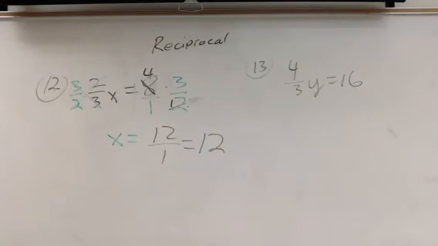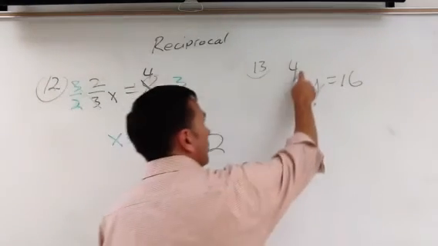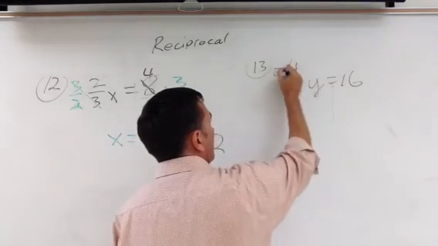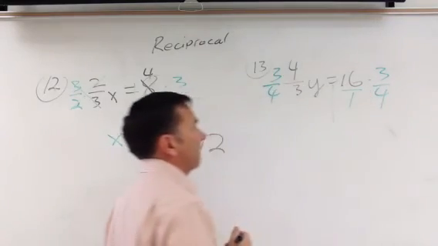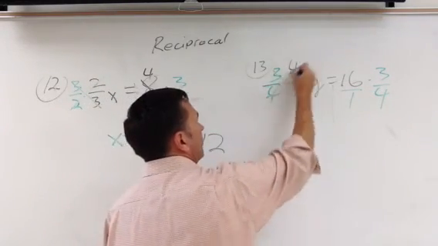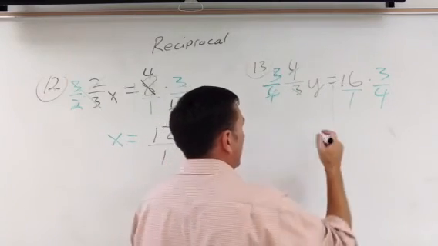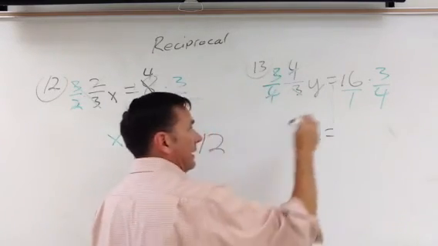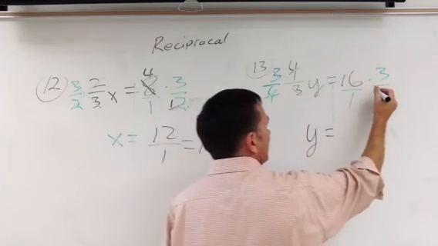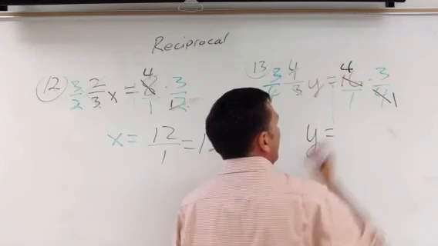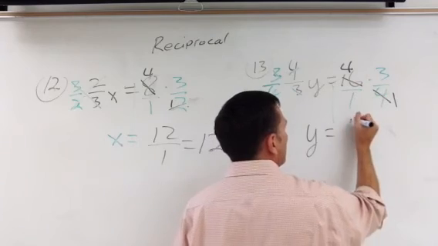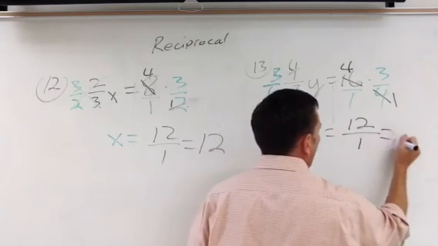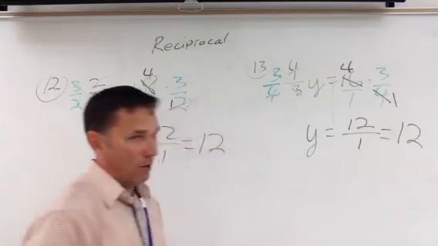So again, we're looking to multiply by the reciprocal. Same thing with number 13. The reciprocal of 4/3 is 3/4, and we can multiply by 3/4 here. 3's cancel, 4's cancel, and we are left with our value of y. I know that 4 goes into 16 4 times. 4 goes into 4 1 time. Now I can multiply across. 4 times 3 is 12. 1 times 1 is 1. And we get an answer of 12.